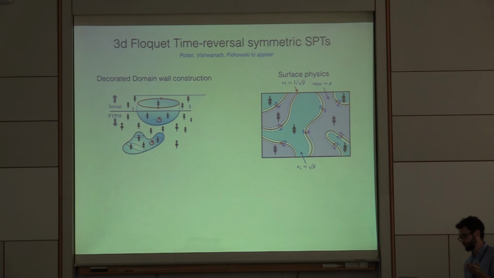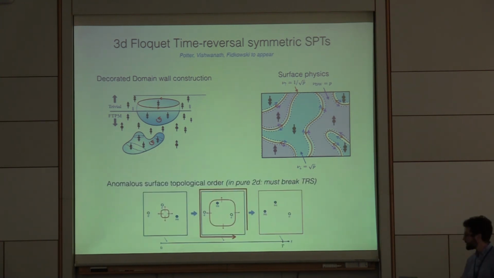And one notable feature of their surface physics, which, sorry, I'm just blowing through this, is that this emergent gauge charge-flux exchanging topological order that I described in 2D, which I said always came with this chiral motion around the edge, can actually be realized without breaking time reversal. So they have new kinds of topologically ordered surface states that are anomalous.